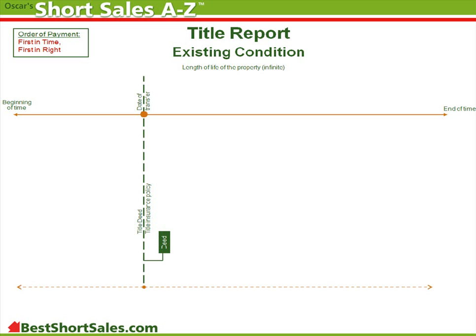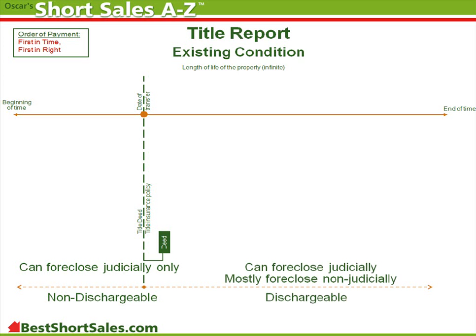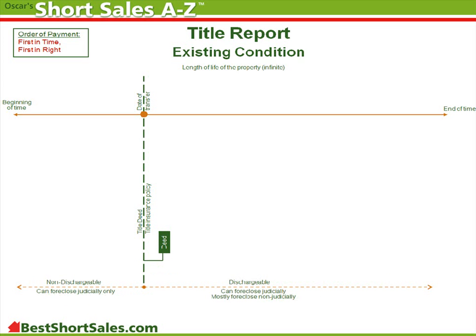The date of transfer divides encumbrances into two groups. To the left are the non-dischargeables. For practical purposes, non-dischargeables remain perpetually attached to the property. A good example is taxes. To the right are the dischargeables. Dischargeables continually change through time. Dischargeables tend to be debt incurred by the property owner and secured by the property. The non-dischargeables can only foreclose judicially. Depending on the type of encumbrance they are, the dischargeables can foreclose judicially or non-judicially.